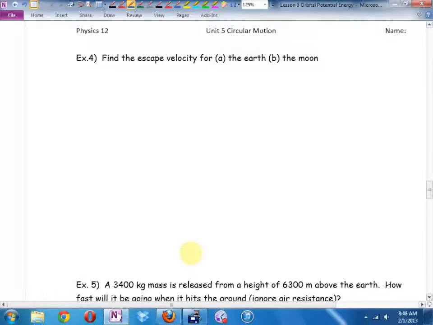Which begs the question. Let's find the escape velocity for the Earth and for the Moon. Earth, Moon.